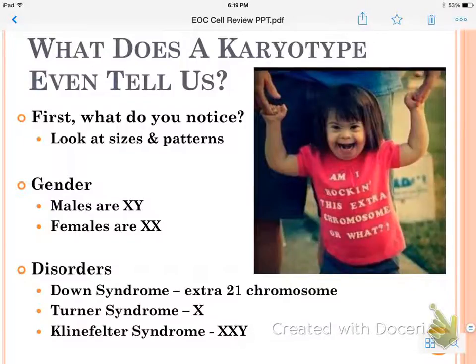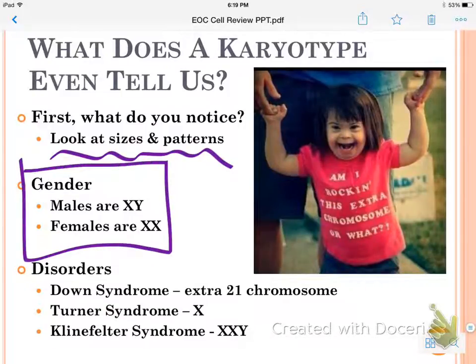So karyotype. So you have these on your packet, but what does it tell us? They're grouped by size, but the other thing is it tells us gender. So males are XY, females are XX. Typically, on a karyotype, for XY, the X is really big and the Y is little. For XX, you're just going to see 2 big ones.